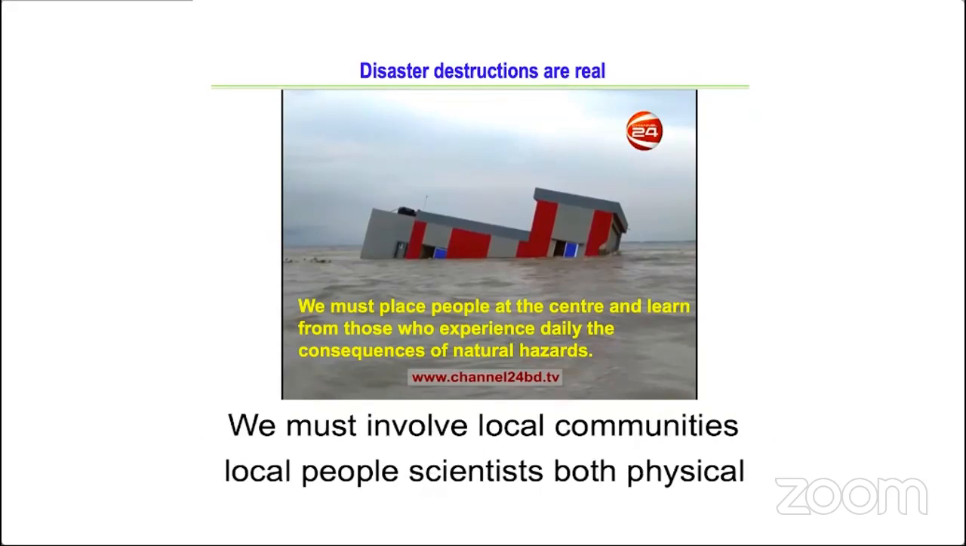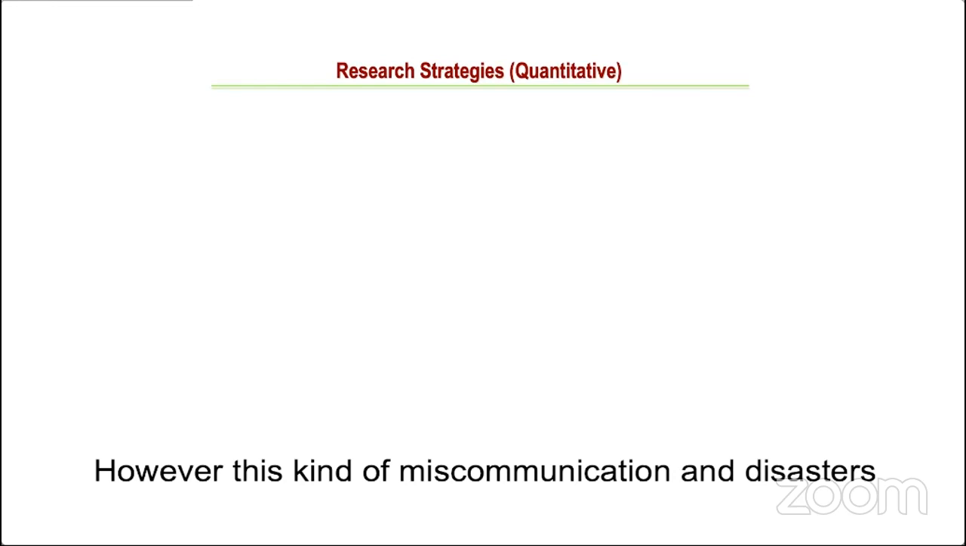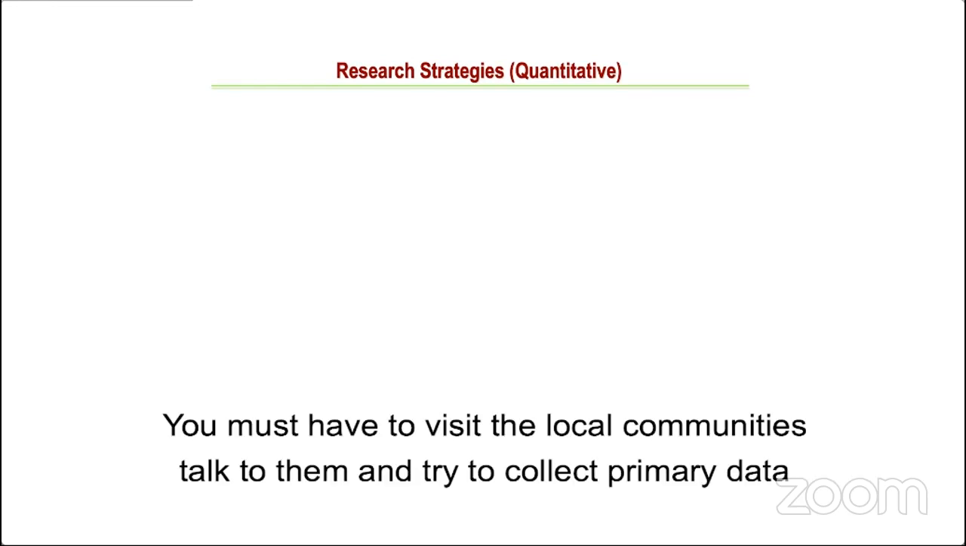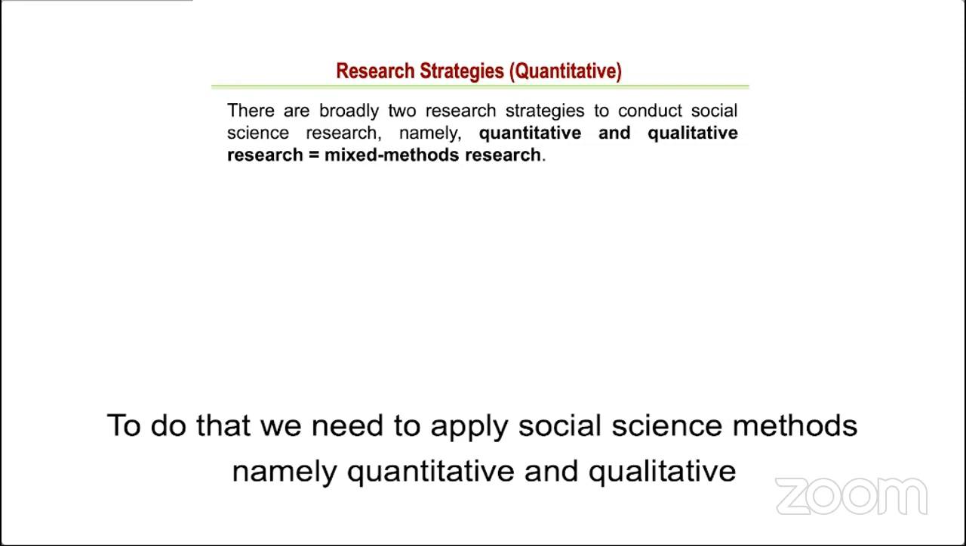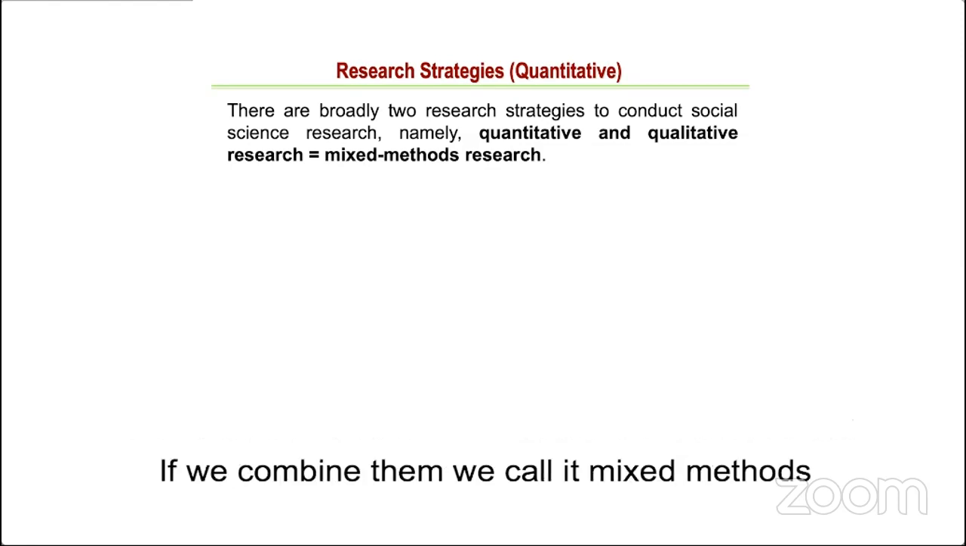We must involve local communities, local people, scientists, both physical and social. To avoid this kind of miscommunication and disasters, we must visit the local communities, talk to them, and try to collect primary data. To do that, we need to apply social science methods, namely quantitative and qualitative. If we combine them, we call it mixed methods.